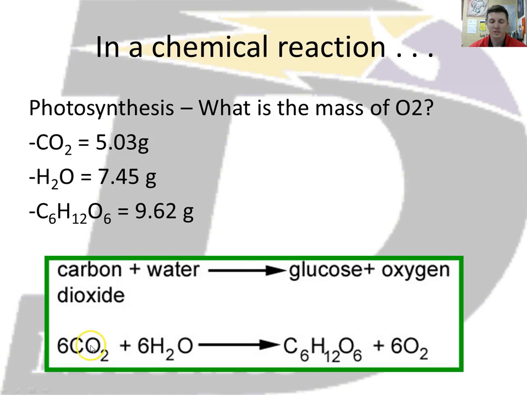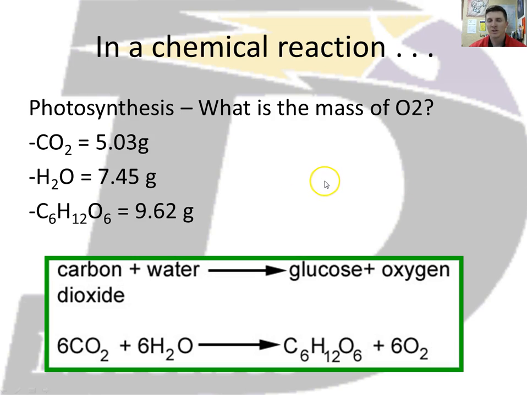So what we would do in this case is we're going to add the reactants. So we would add 5.03 grams of CO2 plus 7.45 grams of water, and you're going to get a value that should be larger than 9.62. And then we take that and we subtract 9.62 grams from this value. That will give us the mass of oxygen. In this case, when you plug in the numbers, you should get a mass of oxygen of 2.86 grams.